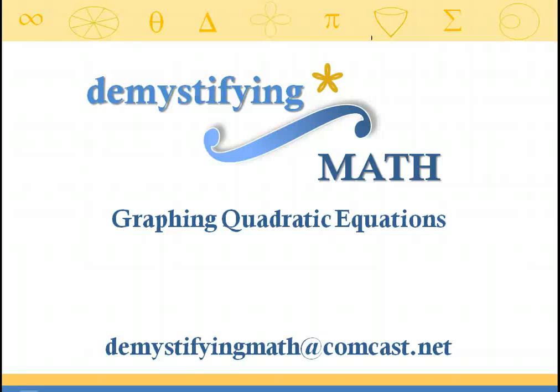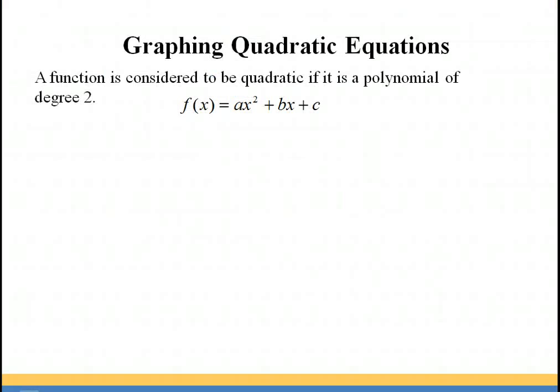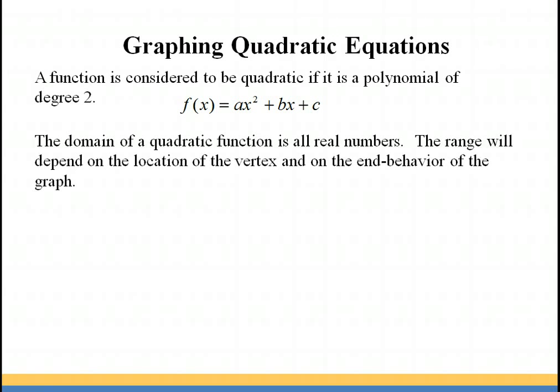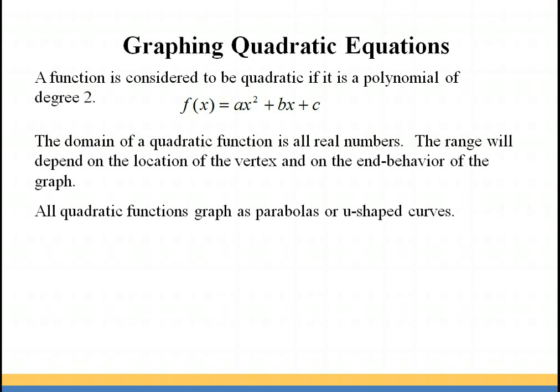Welcome to Demystifying Math. In this lesson, we're going to be graphing a quadratic equation. A function is considered to be quadratic if it is a polynomial of degree 2, or if it fits the model ax squared plus bx plus c. The domain of a quadratic function is all real numbers. The range will depend on the location of the vertex and the end behavior of the graph. Those are two things that we're going to try to find in this lesson.